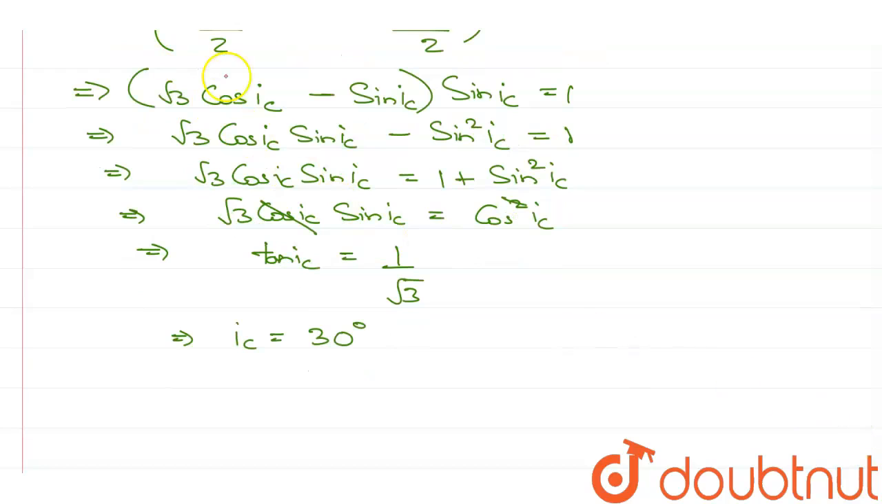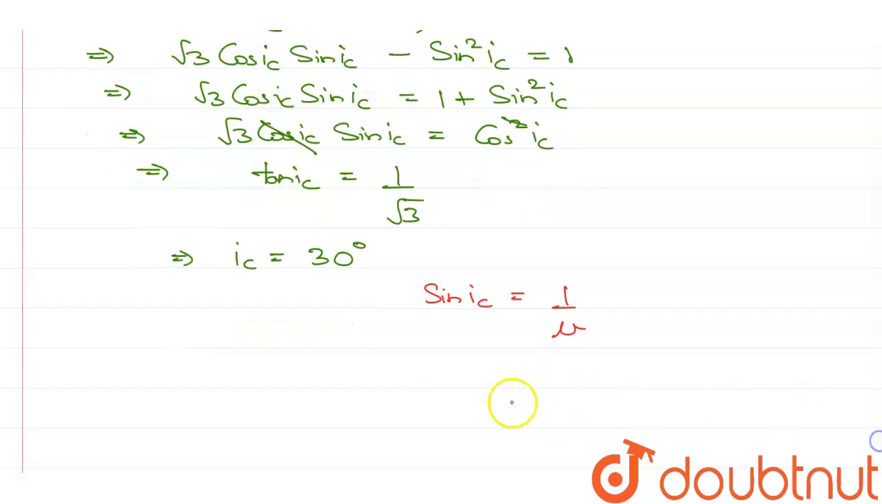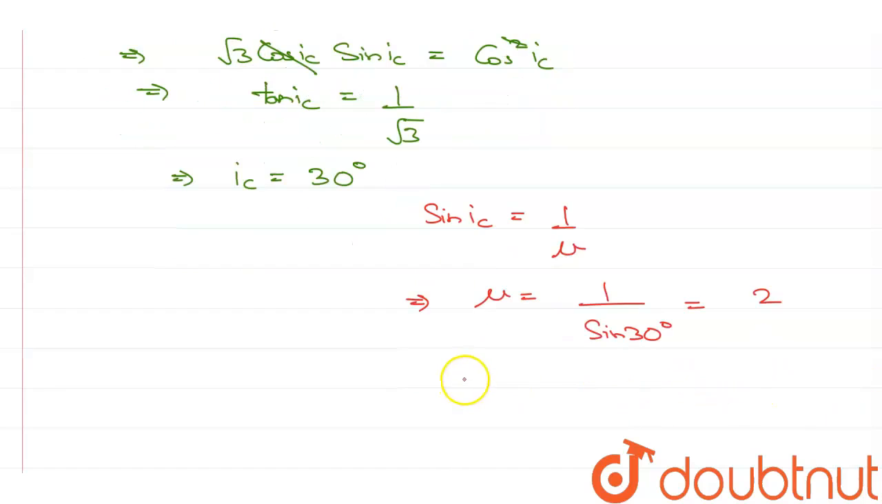So sine IC is equal to 1 by mu, which means mu is equal to 1 upon sine 30 degrees is equal to 2. So the refractive index for the prism is 2.